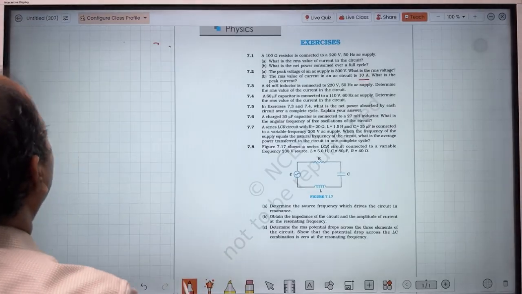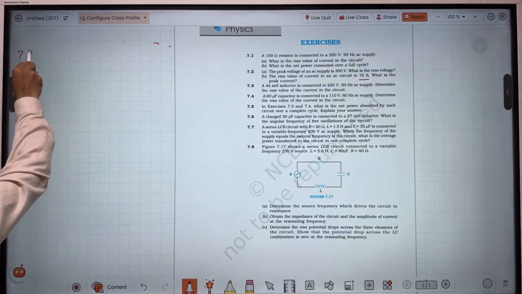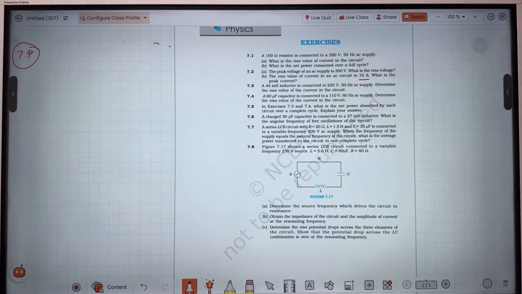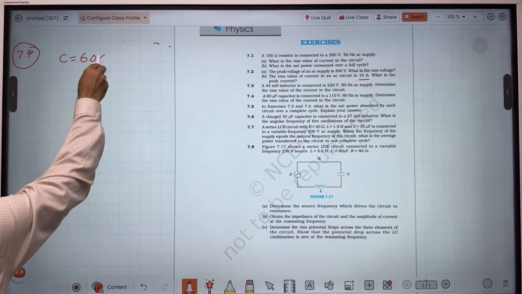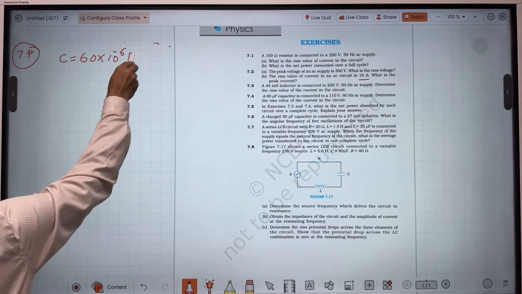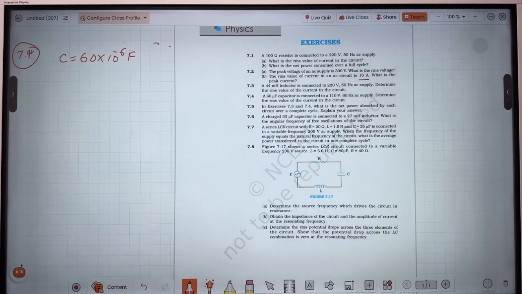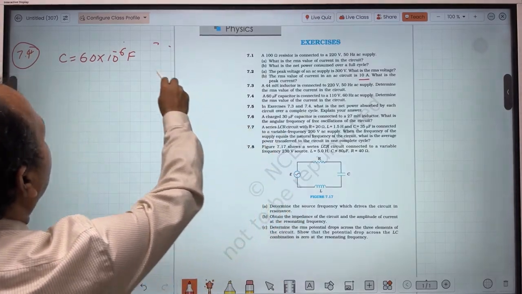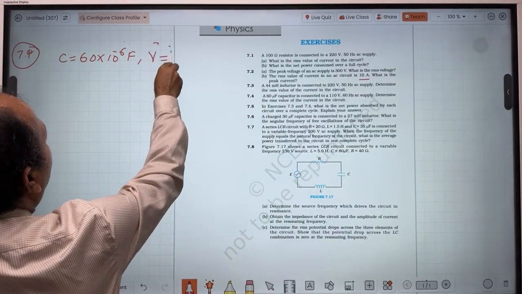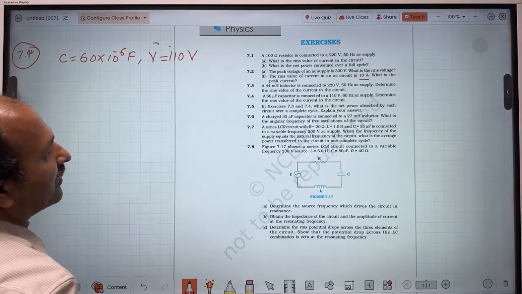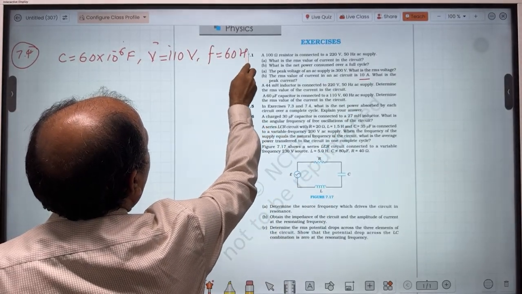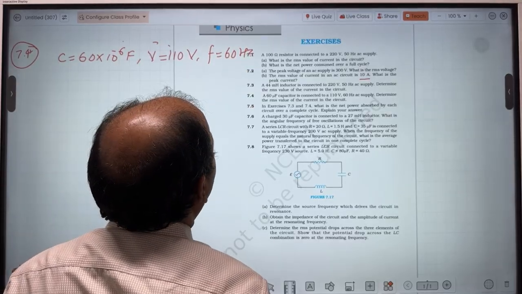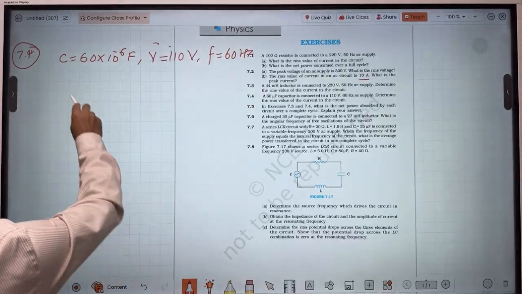Next is question number 7.4. So 7.4, what does it say? It says a 60 microfarad capacitor. So C is given as 60 into 10 to the power minus 6 farad. A 60 microfarad capacitor is connected to a 110 volt supply and frequency is given as 60 hertz. Right? Determine the RMS value of the current in the circuit.